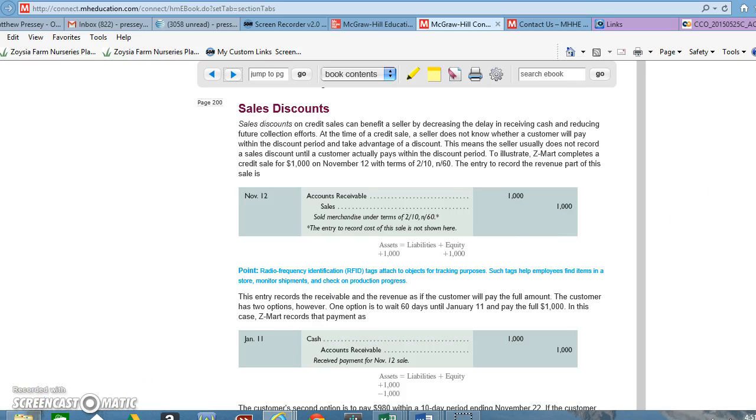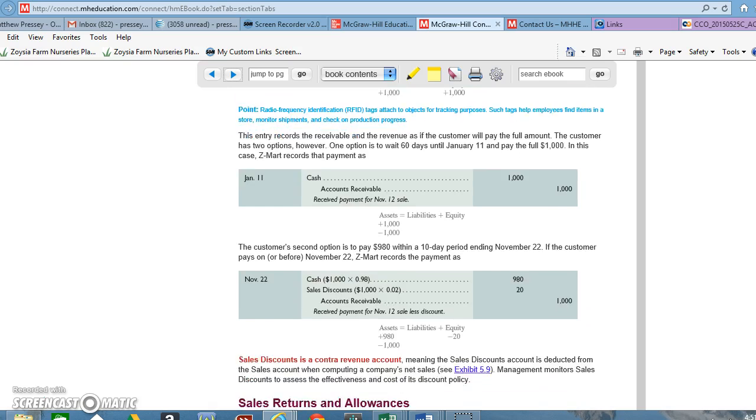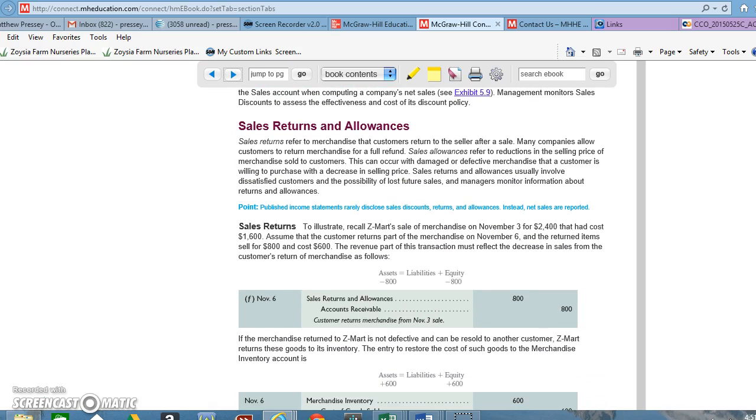Starting here on page 200, we get to some of the other concepts that I touched on a second ago, including the sales discounts, sales returns and allowances. That's the retailer taking back merchandise.